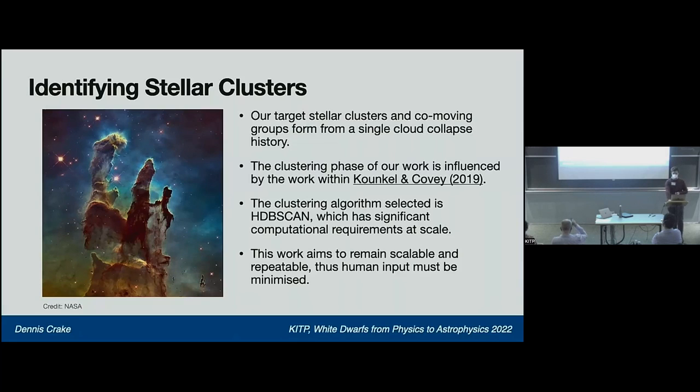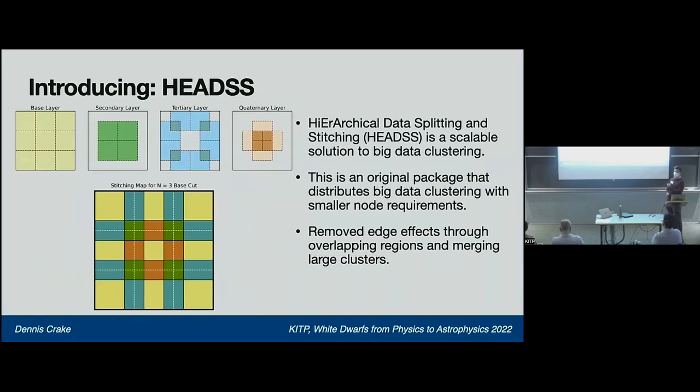The method we introduce here is called HEADS. That stands for the Hierarchical Data Splitting and Stitching software. This is a novel software that I've written, and it is published or being reviewed at the minute. It essentially makes clustering distributed, scalable, and repeatable for any clustering algorithm. You can split on a subset of the features of the data set. In this case, we just split on the positional data and add the velocity to the clustering only.